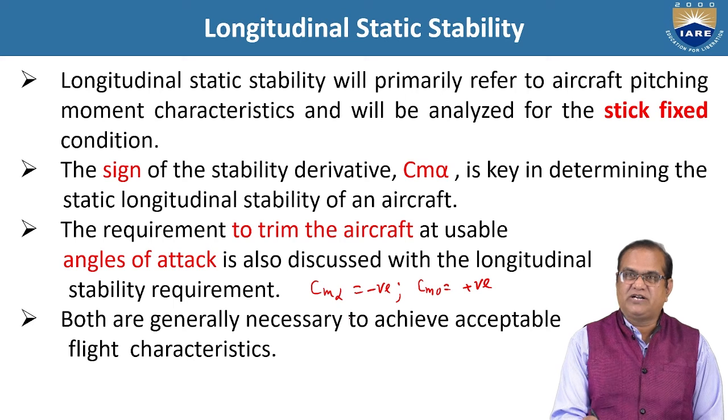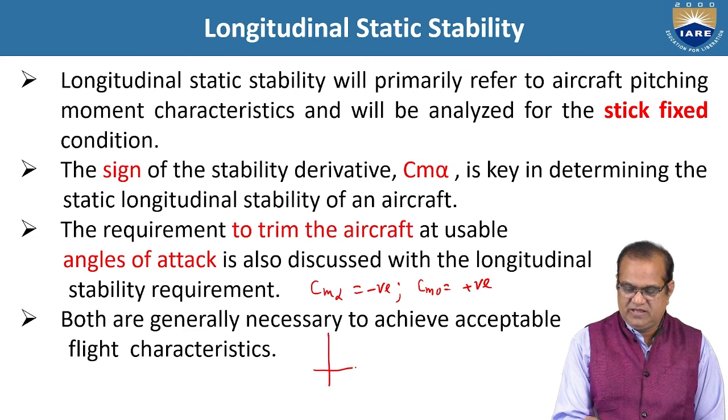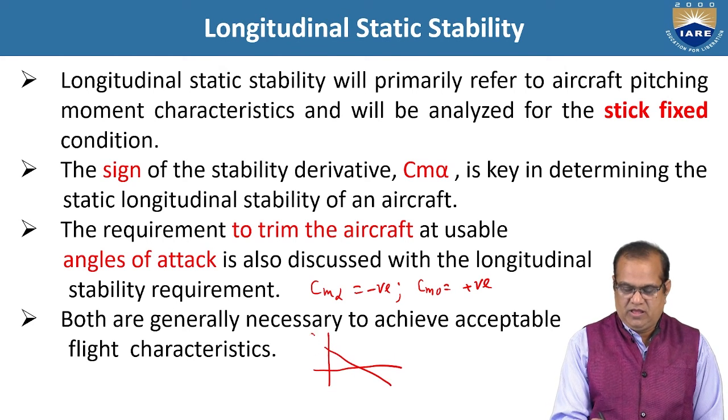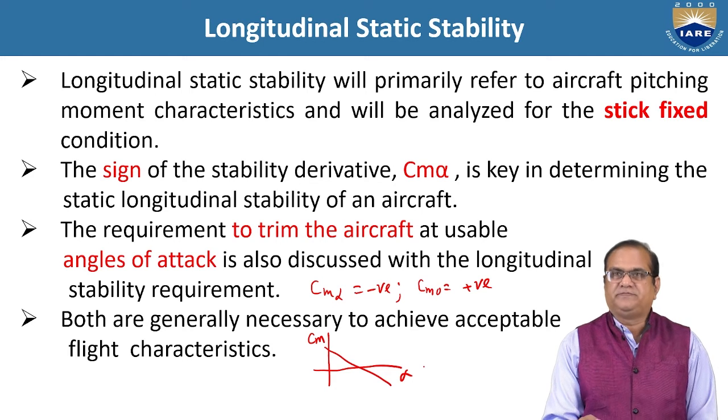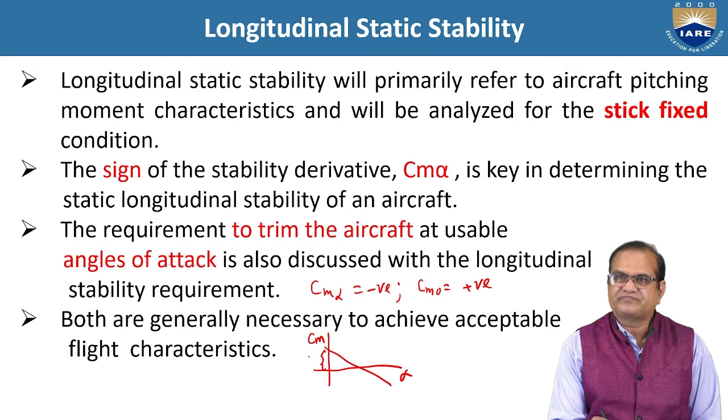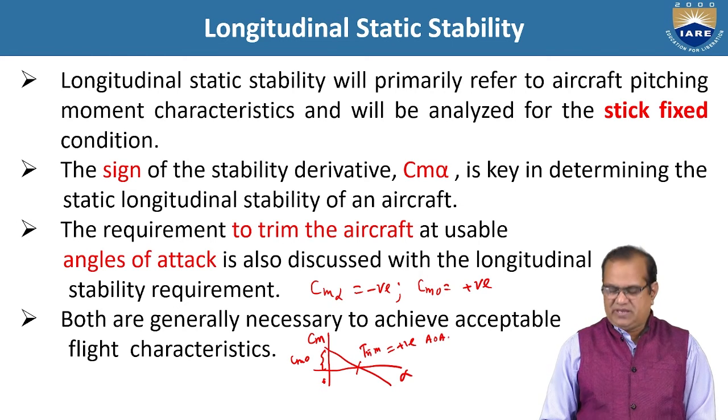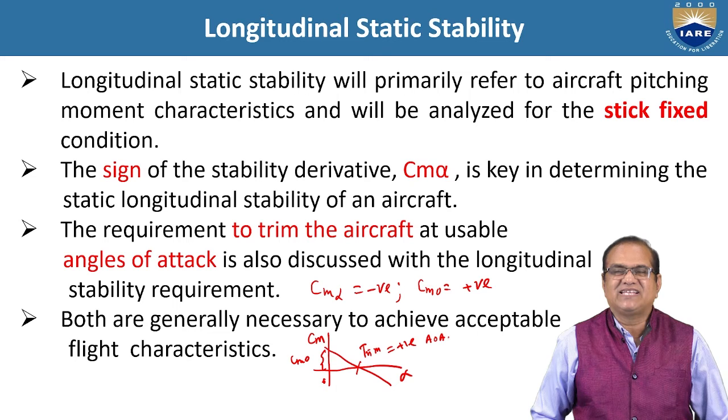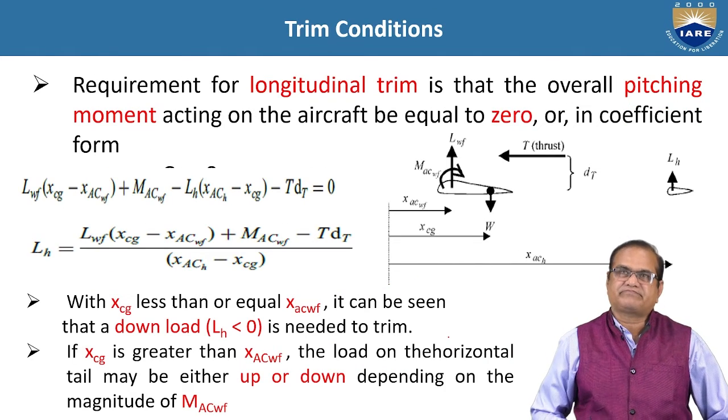If I draw the plot for this, it should go like this. If it is like this, this is the Cm naught at 0, and this should trim at a positive angle of attack. This has to be met. Then only we can say that the aircraft is statically longitudinally stable.